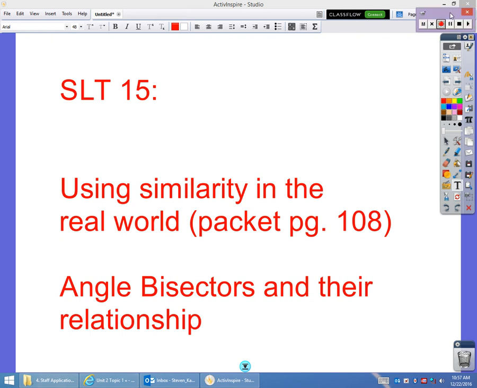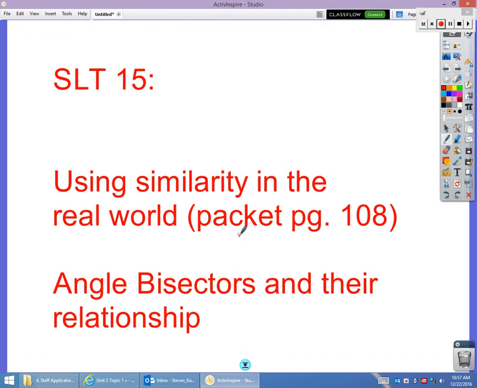This is SLT 15. Please make sure you know that you're going to do two things today, and you're going to need your packet. So at some point during this video, please take out your packet and open up to page 108. We're going to do the concepts they're going to cover in this video are using similarity to solve problems in the real world, and then also we're going to talk about angle bisectors and the relationship within triangles.